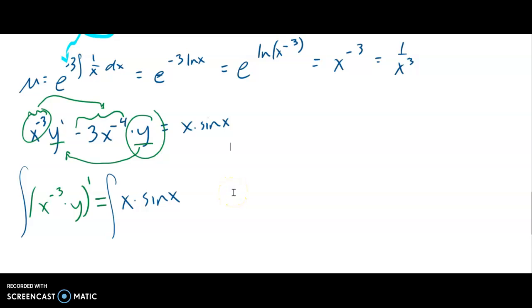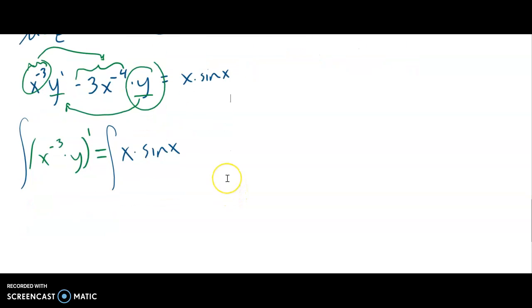All right, so let's go down and integrate. When I integrate, the integral cancels with the derivative. So I get x to the negative 3 times y is equal to, all right, so to do this integral, I got to do some integration by parts. So I got my D side, I got my I side.